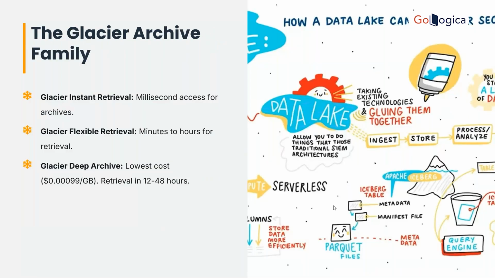Then coming to the Glacier archive family. Here we have multiple options. Number one is Glacier Instant Retrieval. It is an archive store, but it gives you millisecond access to your archive. Say you have configured disaster recovery. Whenever a disaster strikes, you need to restore your data quickly so that your business is not interrupted.